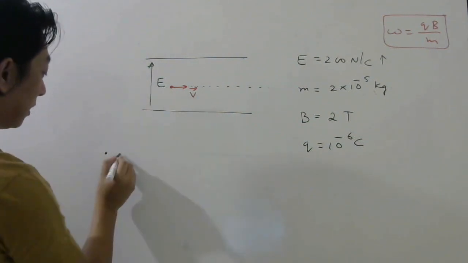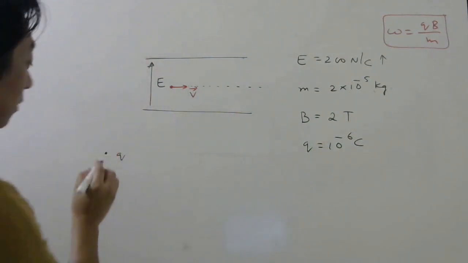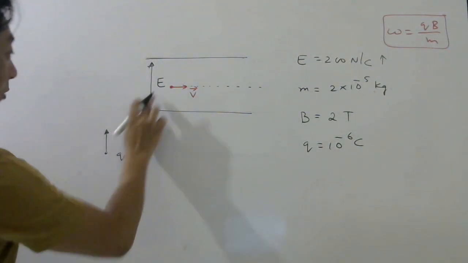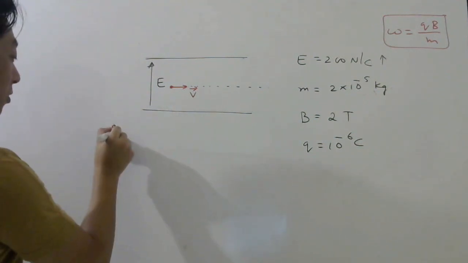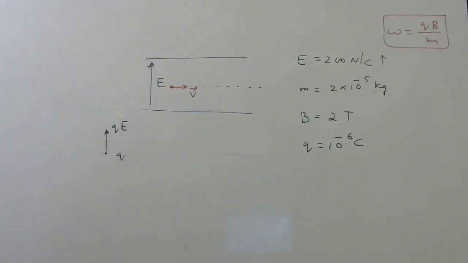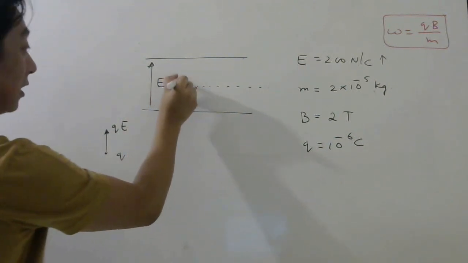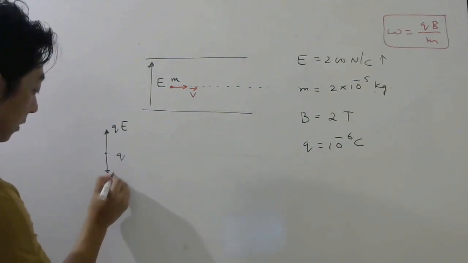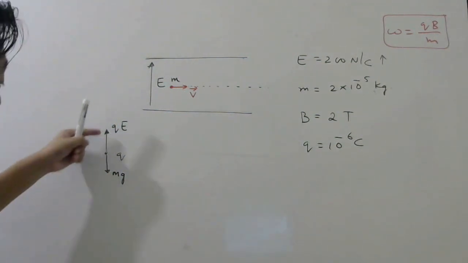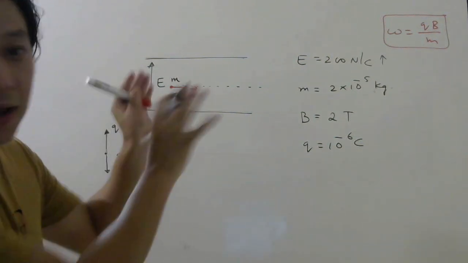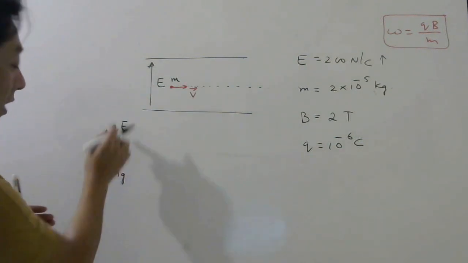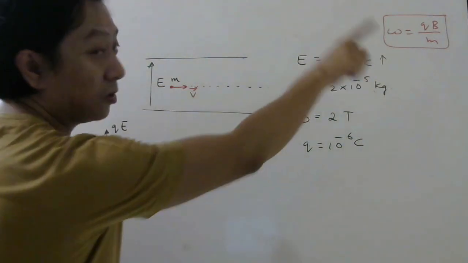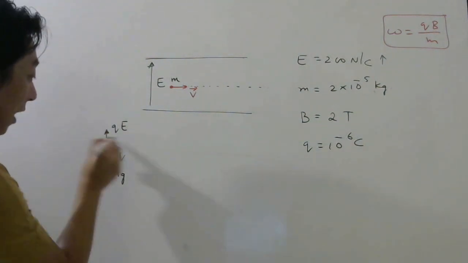So let us see how many forces will act. So this is your charged particle Q. Electric field is there, so there will be electrostatic force. Since the charge is given positive, wherever there is electric field, there will be your electrostatic force. Now, since the mass of the particle is mentioned, g is also mentioned, so there will be mg also. Now, if these two are balancing each other, then we don't need any magnetic field. Right? Because if these two balance each other, then why apply a magnetic field? The particle will go in a straight line. So let us see, are they balancing or not?